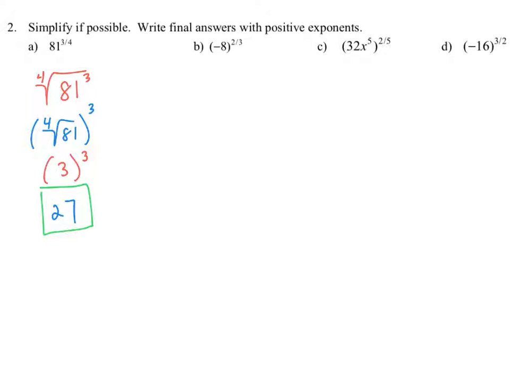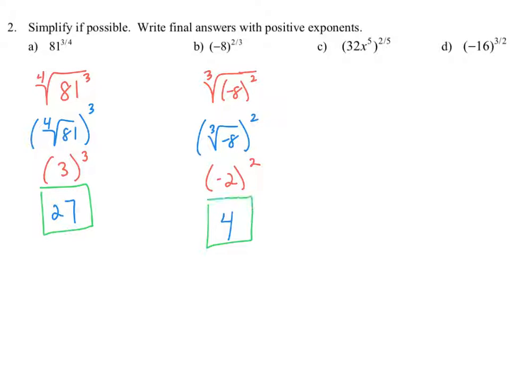In example B, we have negative 8 raised to the 2/3 power. So we can write that as the cubed root of negative 8 to the 2nd power. We can evaluate the cubed root first and then raise that result to the 2nd power. The cubed root of negative 8 is negative 2, since negative 2 to the 3rd power is negative 8. And then we could take that result and raise it to the 2nd power to get 4 as our final answer.